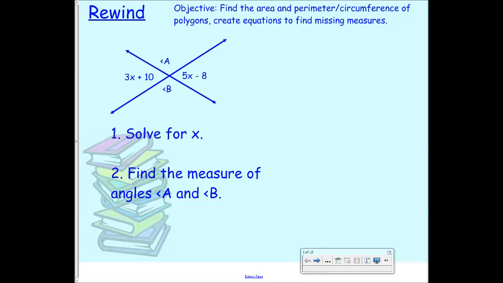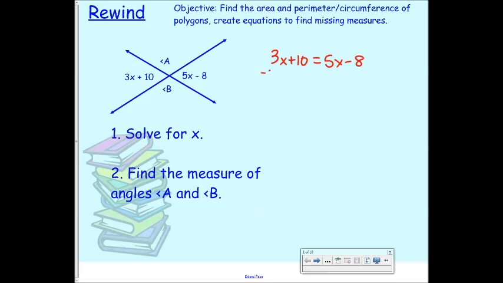So if I wanted to solve for x here, these two angles are vertical, so what would I do? Would I add them up to 180 or would I make them equal? Make them equal. Good. So I'm going to make them equal, and I'm going to say 3x plus 10 is equal to 5x minus 8. And then what do I do? Yeah, put my x's together. So which one do I want to move? The 3, because then it'll stay positive.